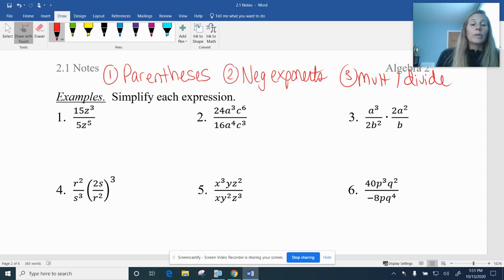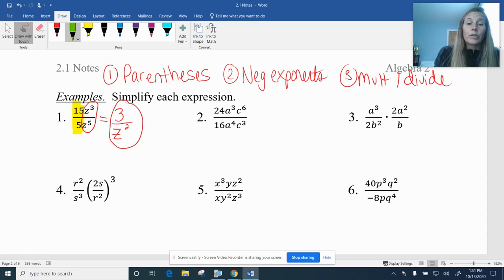So the first problem, there's no parentheses, there's no negative exponents. So I'm really just going to multiply or divide any like terms that I have and then use the properties accordingly. So 15 divided by 5, of course, is simply just 3. But then over here, I have the two z's that I'm going to divide. And when I divide those, I'm going to subtract the exponents. But because I have a bigger one on the bottom, I know that my z squared is going to go on the bottom.